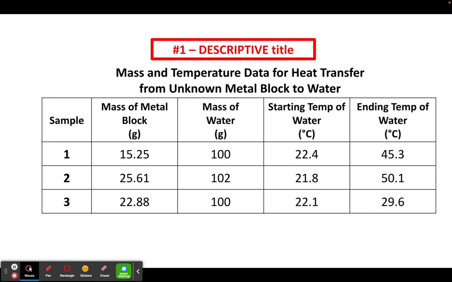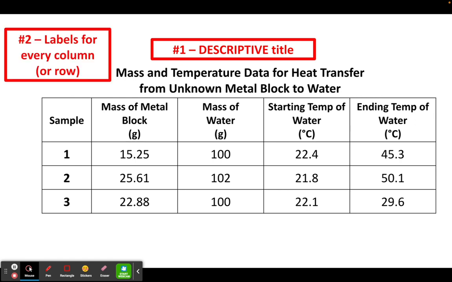So it's not just table number one, table number two, figure number one. You have to have a very descriptive title, and it's okay to have a long title like this because it tells you what the table is about. There's no ambiguity or confusion about what this data is.